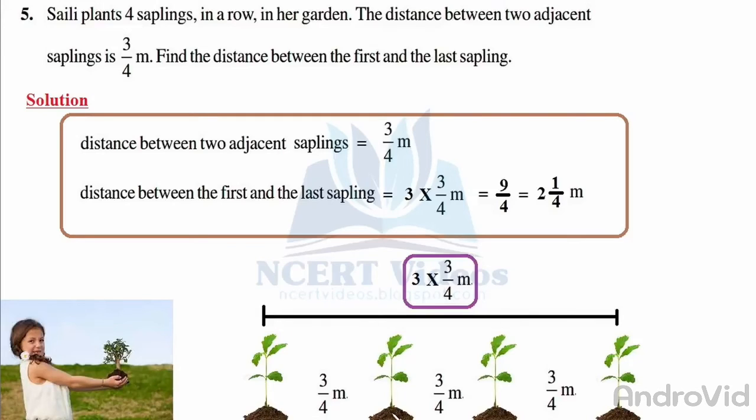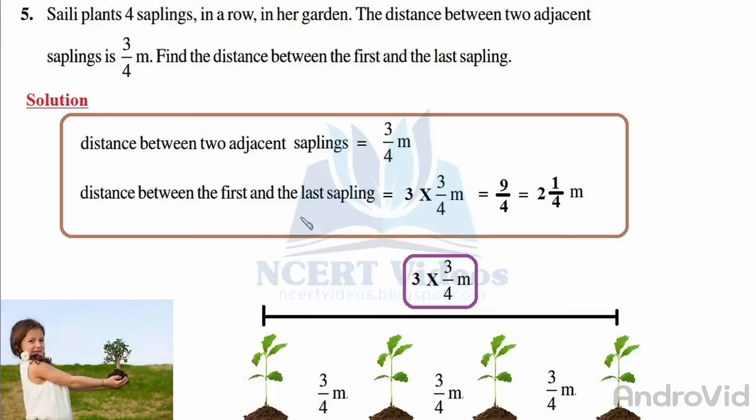So in this fashion she placed the saplings at a distance of 3 over 4 meter. So what does it mean? It means you have a total of 3 gaps, 1, 2 and 3. So we multiply it with 3. This is the first, this is the second, this is the third. Do not confuse it with 4, because whenever there are 4 saplings there will be 3 gaps. So you have to visualize this, and this picture makes it possible. Therefore we multiply it with 3, not 4.